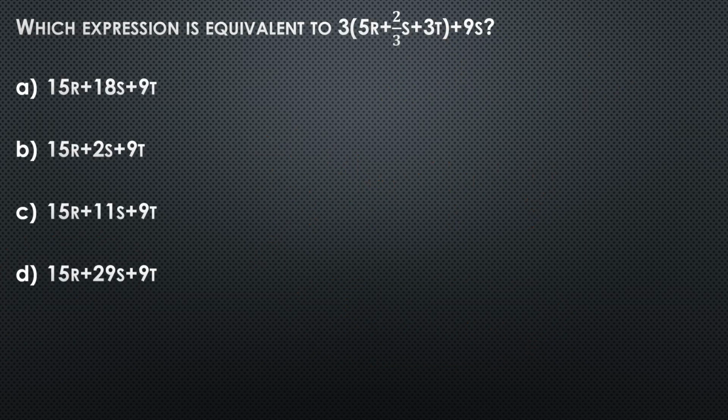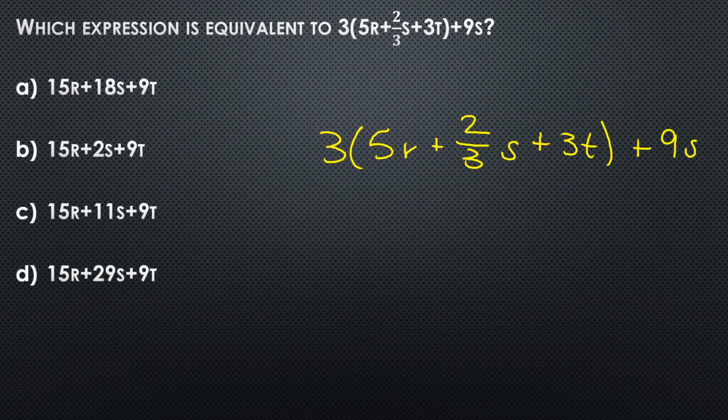Okay, next one. So we want to know which expression is equivalent to, and we have our expression here. It looks like we have to do a bit of distributing. So I have 5r plus 2/3s plus 3t, and then at the very end I have this 9s here. When we're distributing, remember that we are only multiplying this 3 to everything that's inside of our parentheses. That 9s at the end is not in our parentheses, so it does not get multiplied.